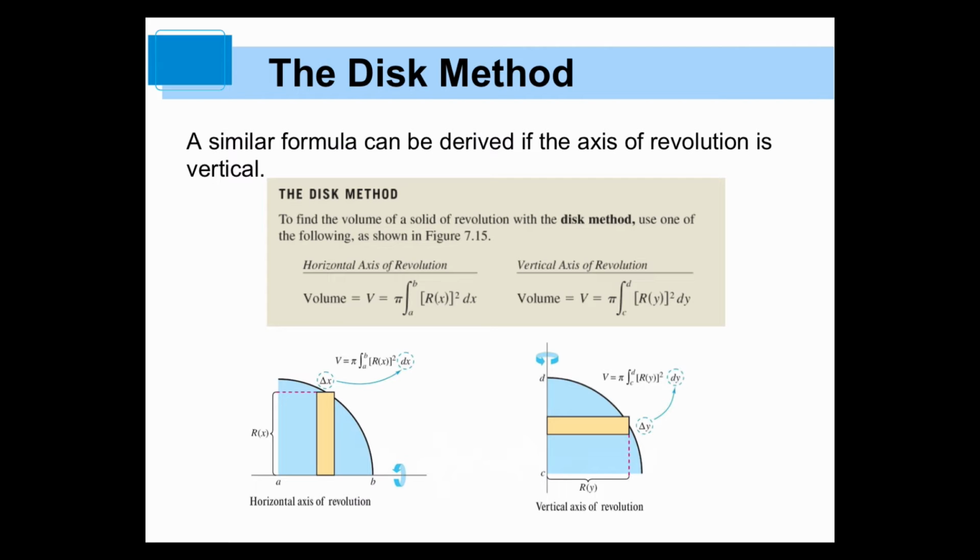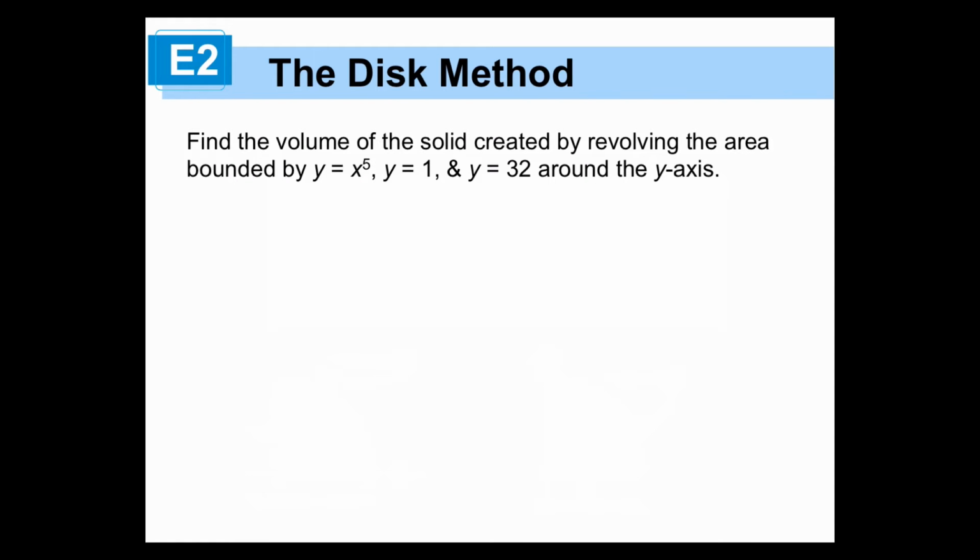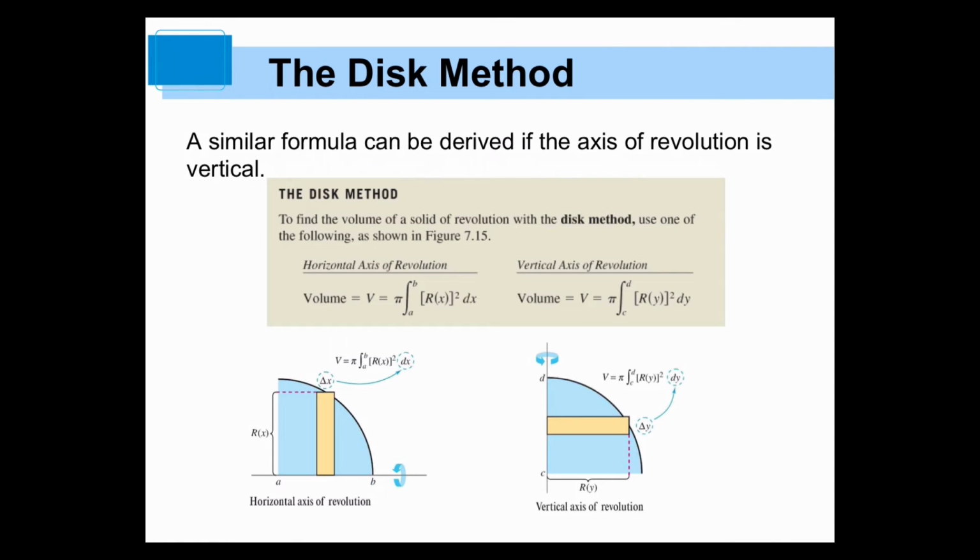Common mistake here is people miss that squared. Remember, it's pi r squared dx. Pi r squared dy. Pi r squared dx is the volume of one of those disks. What, too fast? Yeah. Okay.